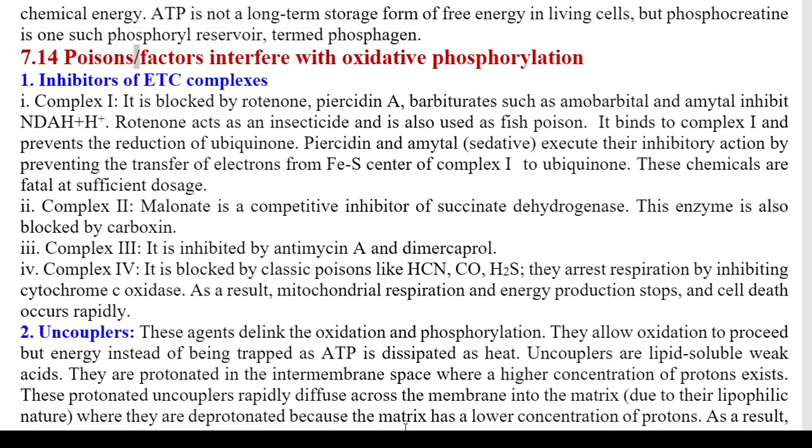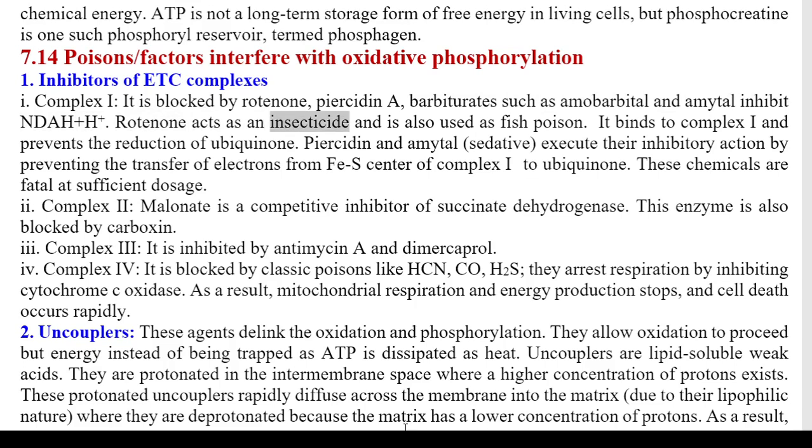7.14 Poisons/factors interfere with oxidative phosphorylation. 1. Inhibitors of ETC complexes. Complex I is blocked by rotenone, piericidin A, and barbiturates such as amobarbital and amytal, which inhibit NADH plus H+.